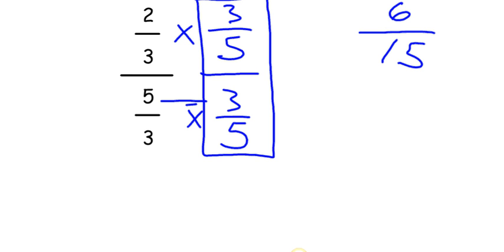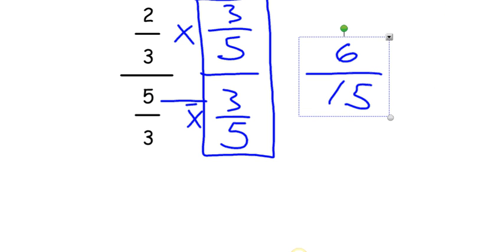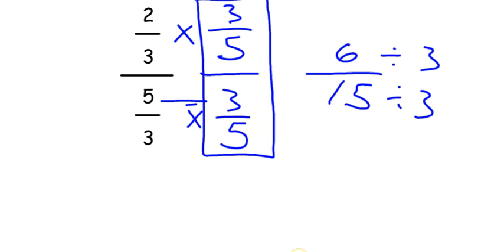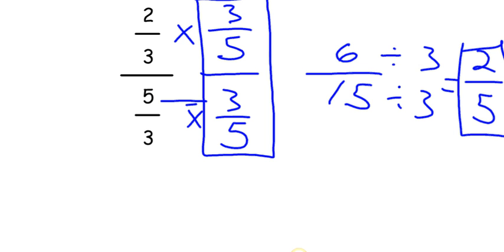Because I'm left with just this fraction, I can say, okay, is my fraction in simplest form? And I can simplify this now. So 6/15. I'm noticing that both are divisible by 3. And so that's going to simplify to 2/5. And I've come away with an answer.